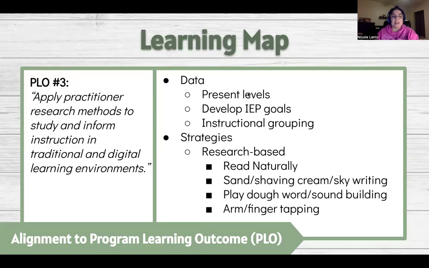The learning map aligned with PLO number 3, as it relied heavily on data to analyze present levels to in turn develop IEP goals and inform instructional grouping. The strategies mentioned are research-based and are known to be effective in their implementation, such as the Read Naturally program, sand writing, shaving cream writing, sky writing, Play-Doh word sound building, and arm and finger tapping.